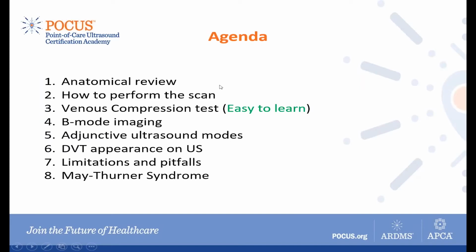The agenda for today: very briefly discuss the anatomy that's going to be reviewed, as well as how to perform the scan. Just to remind you again, this is a very easy ultrasound exam to perform, known as a venous compression test, and is done using B mode ultrasound, the black and white images that we are familiar with, and also some adjunctive modes like color Doppler and spectral Doppler when indicated. And of course, what the DVT would look like on ultrasound, some limitations and pitfalls, and I'll also make you aware of May-Thurner syndrome.